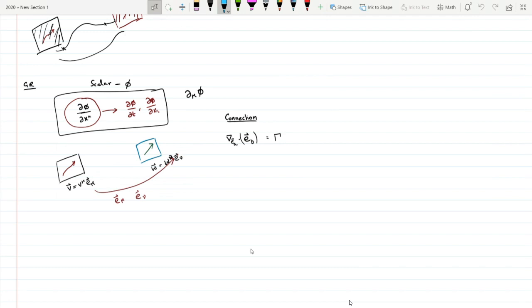The other trick you can do with GR is if you have an index, so this is an example of an equation that's wrong. I have the same free index on the left and right, but one's at the bottom, one's at the top.